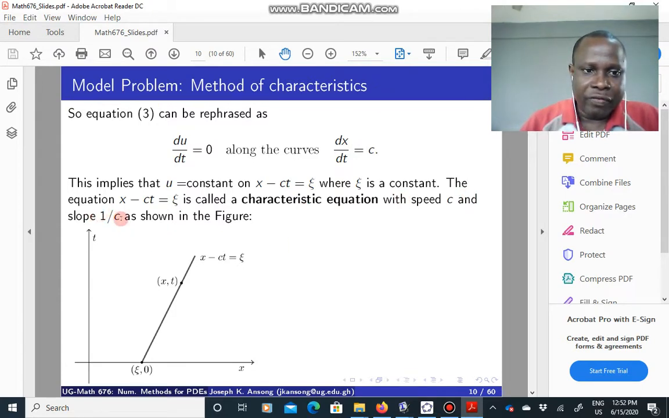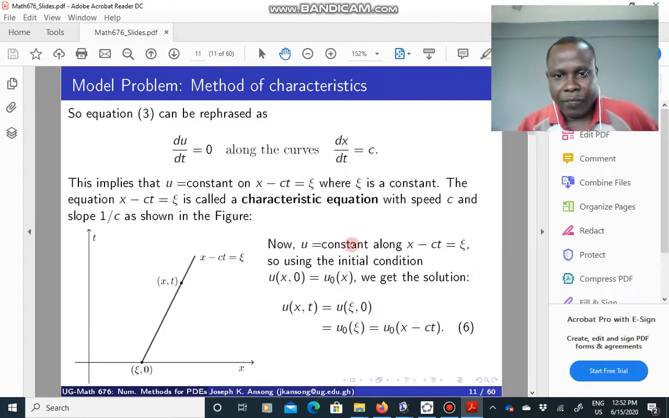All right, the slope is 1 over c because we are looking at the xt plane. If you like, t as a y, x is on x. So this is a characteristic curve or equation or the line. Any point along this line, u is fixed, is constant, the solution does not change. That is important. So it's constant along the line.